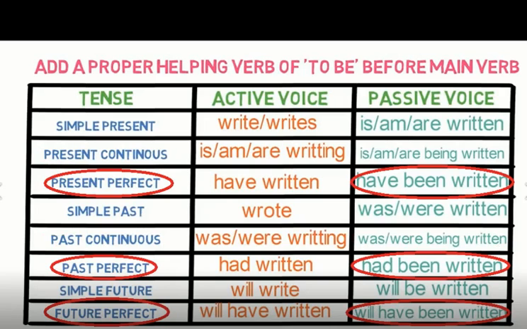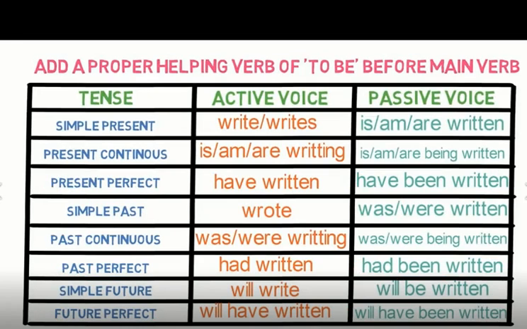Okay, and look at the perfect forms: present perfect, past perfect and future perfect. Have been written, had been written, will have been written. So this been is used in passive voice in order to show the same perfect form in the passive voice. Okay, so these are the 8 tenses chart for understanding which helping verb to use.